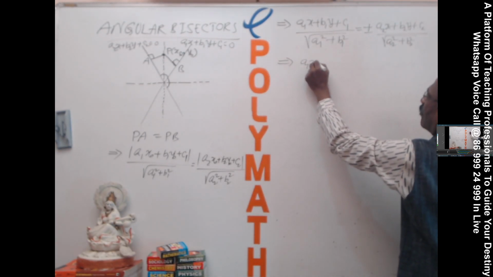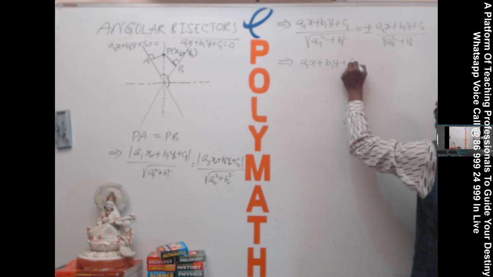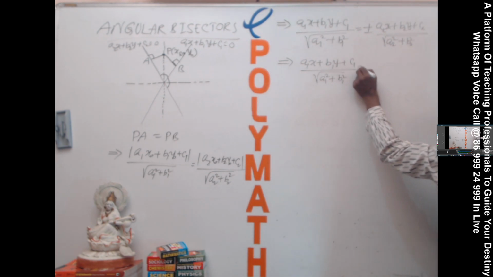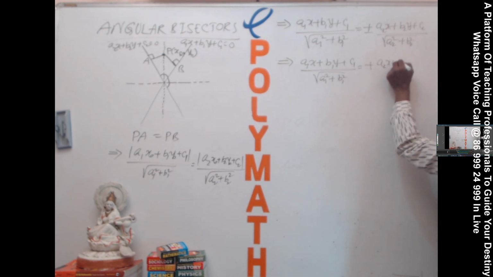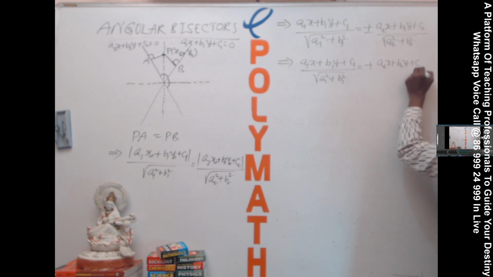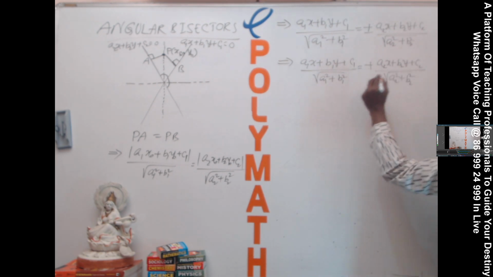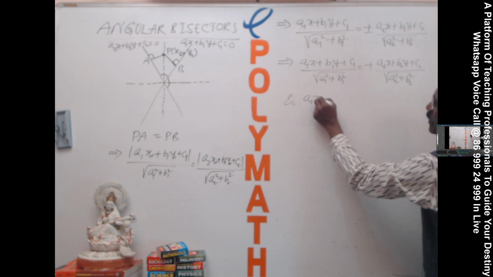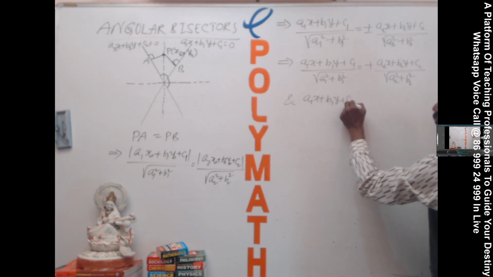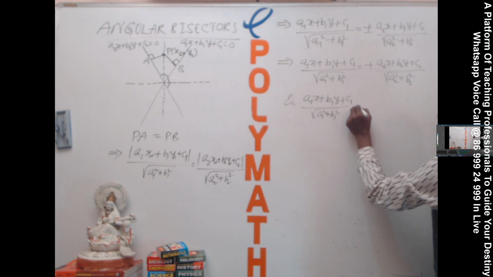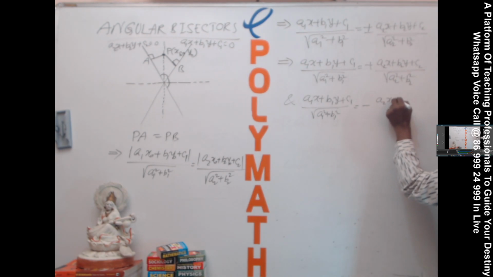Which implies that (a1x + b1y + c1) divided by root over a1 square plus b1 square is equal to plus (a2x + b2y + c2) divided by root over a2 square plus b2 square, and (a1x + b1y + c1) divided by root over a1 square plus b1 square is equal to minus of (a2x + b2y + c2) divided by root over a2 square plus b2 square.